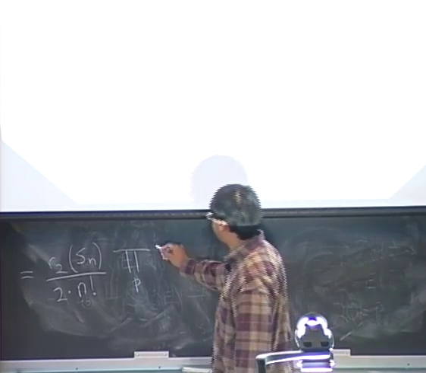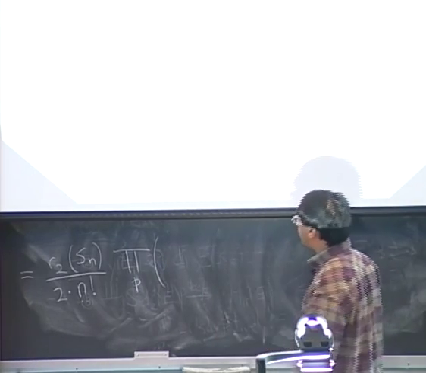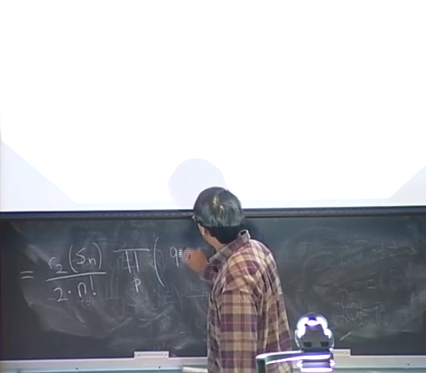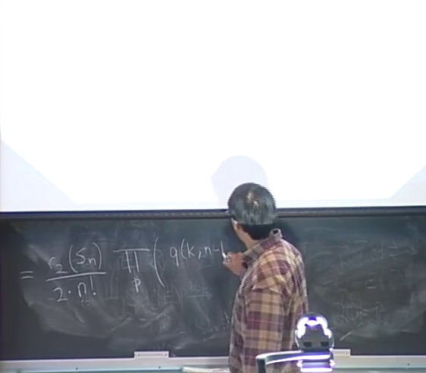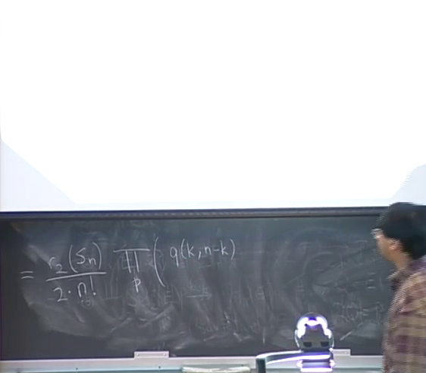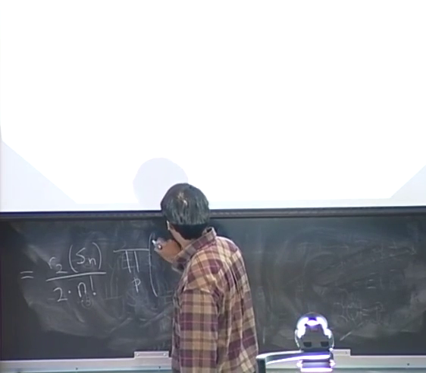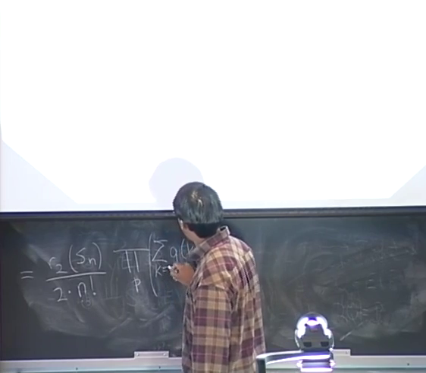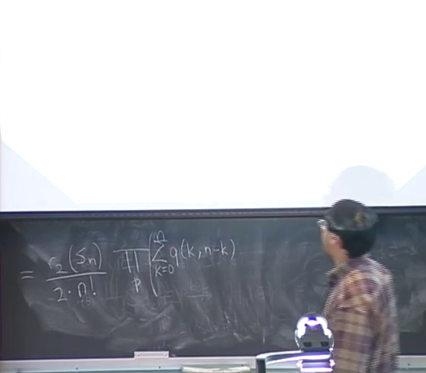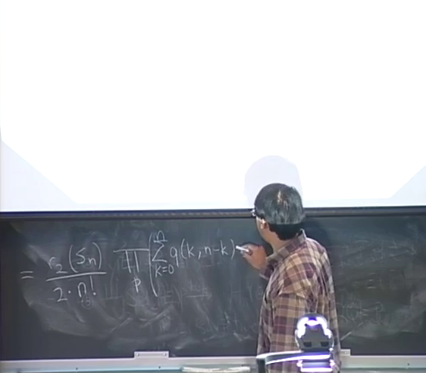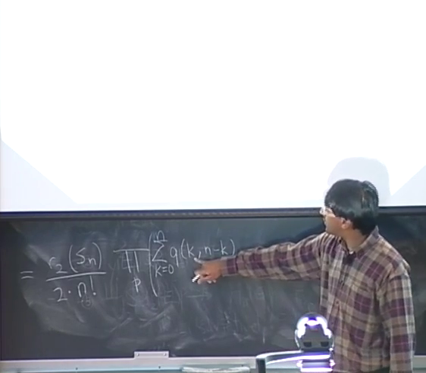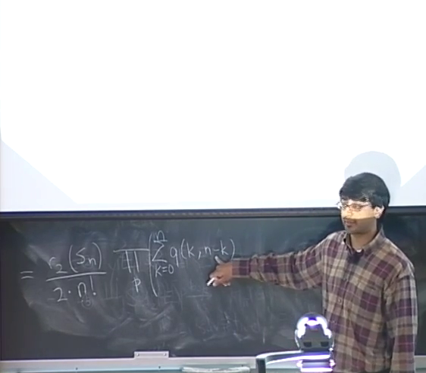And then what you get at the finite primes involves the partition function. So this is the sum from k equals 0 to n of q(k, n minus k), where this means the number of partitions of k into at most n minus k parts.